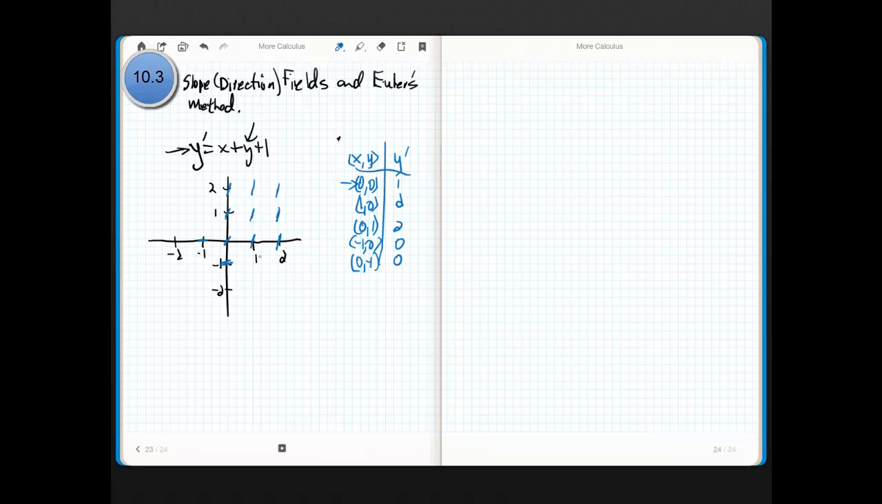Well, let's play some more. How about 1, -1? 1 minus 1 is 0, plus 1 is 1, right? 1, -1 gives me 1. Let's make sure I am where I want to be here.